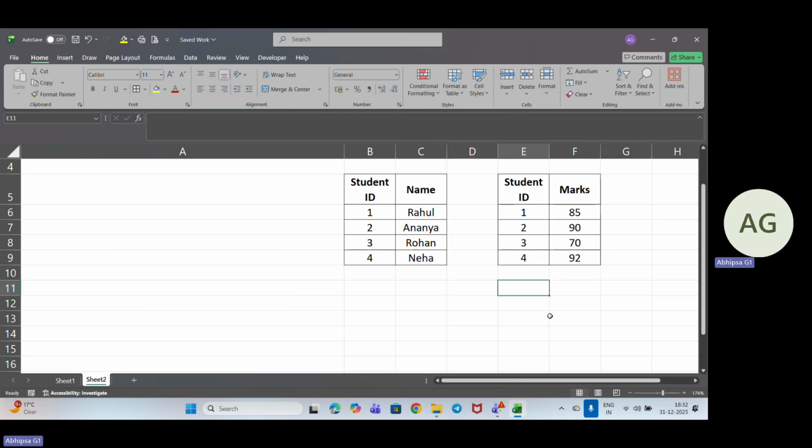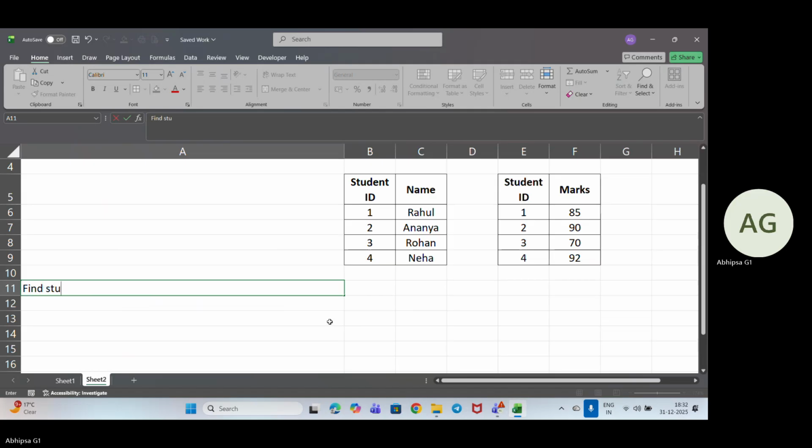Now, first, if I have a question like find student who scored the highest marks, what is my query? Find student who scored the highest marks. In that case, step by step, I'll be thinking: what is the highest marks that I need to find? Then based on that very marks, I need to find out who has scored that highest marks, right? So this is an example of a subquery.